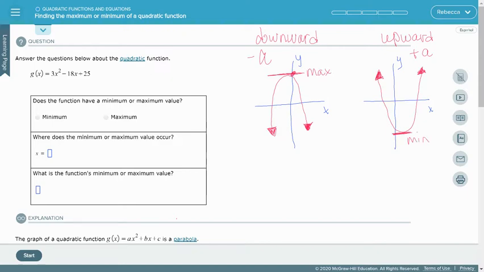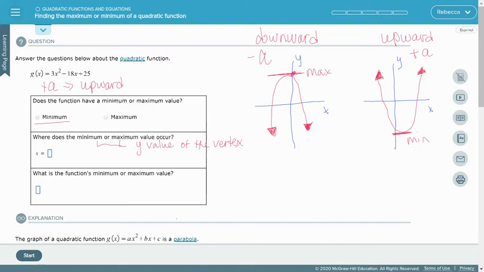So when I look at my function, I have g of x equals 3x squared minus 18x plus 25. A is positive. So right now, automatically, I know my graph is opening upward. And so in my mind, I'm going to be thinking about the upward graph, and that I'm going to have a minimum. So I'm going to choose minimum. So where does the minimum or maximum value occur? Well, that is the vertex. So the minimum or maximum is going to be the y value of the vertex.